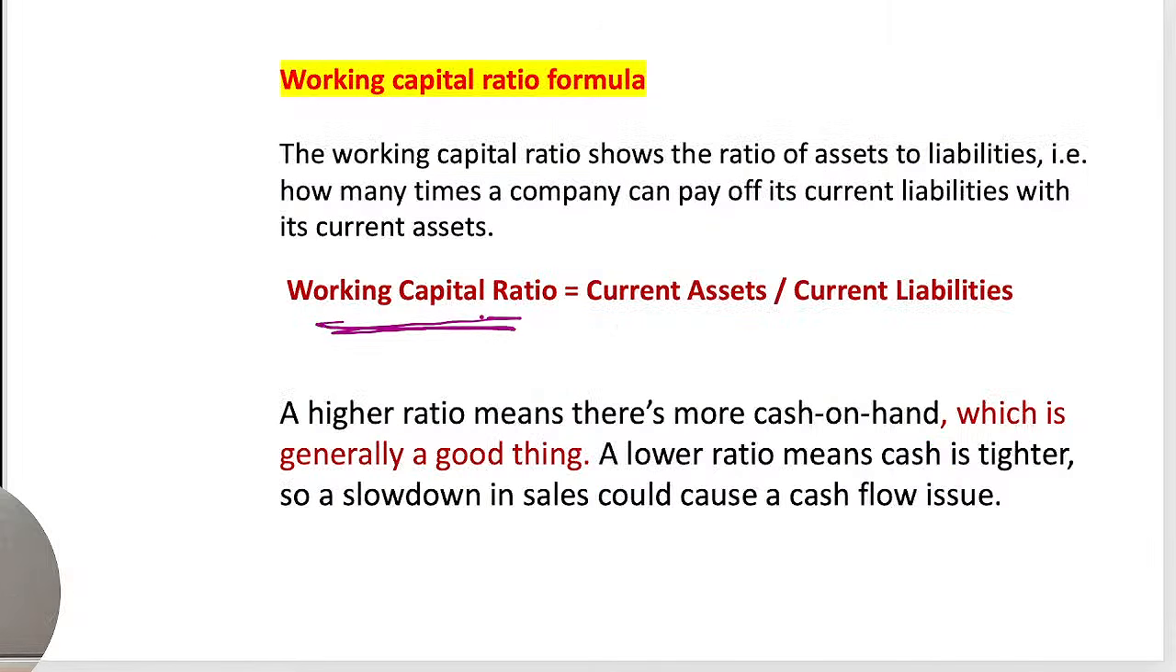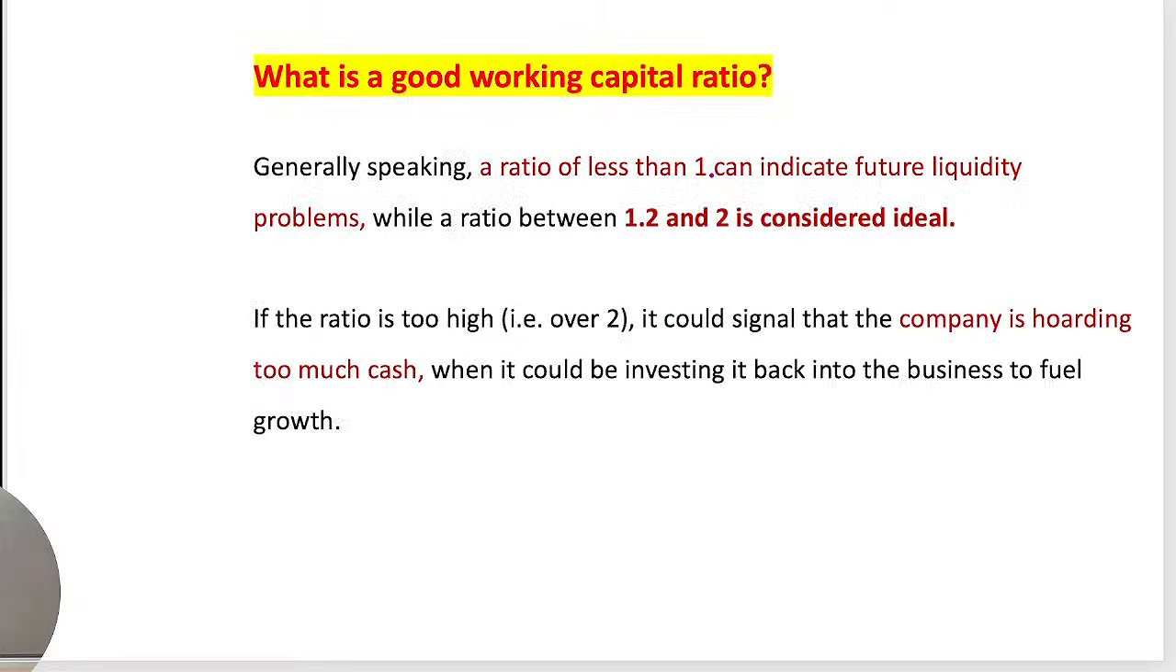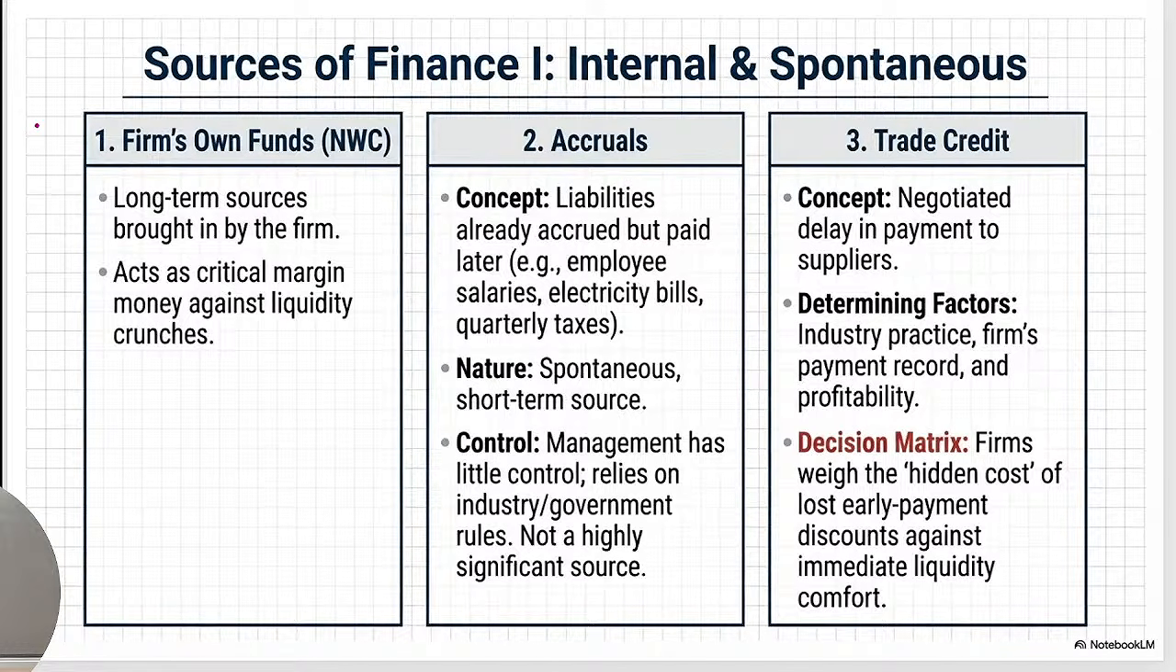How do we calculate this? Current asset divided by current liabilities, similar to your current ratio, which we have discussed yesterday also. The range is also similar, 1.2 to 2, which is considered a good score, okay. So sources of working capital: one is own funds, long term sources brought in by the firm, which act as critical margin money against the liquidity crunch.